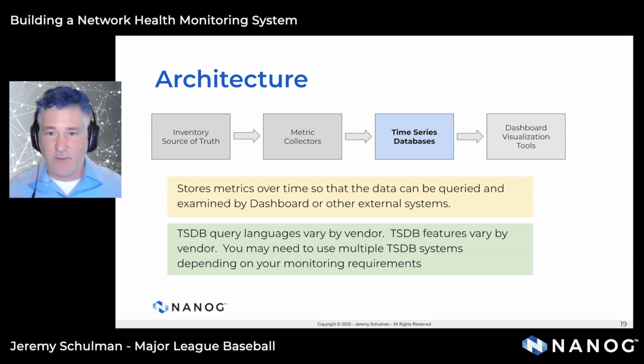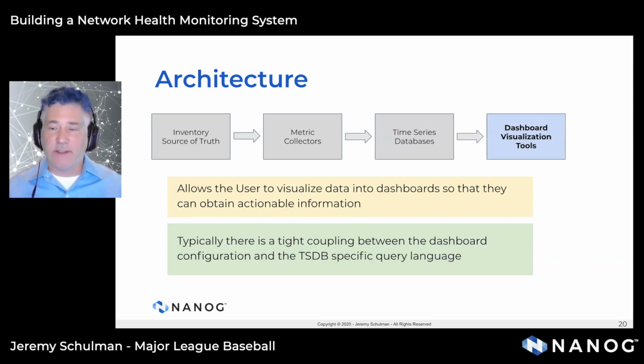And then ultimately, you need some kind of visualization technology that will pull data out of a time series database and allow you to create the charts and the graphs and the tables and all the widgets so that you can visually get the information that you want. The challenge here, though, is there's generally a tight coupling between the visualization widgets and the database. In terms of Grafana, for example, they give you a set of visualization widgets, but the query that you need to execute to get the data to populate those widgets is specific to the time series database.